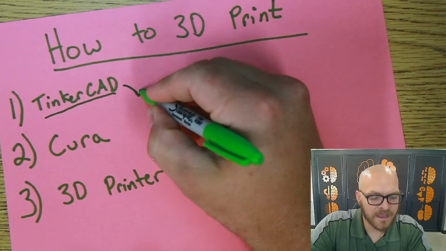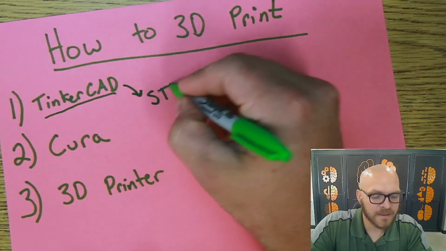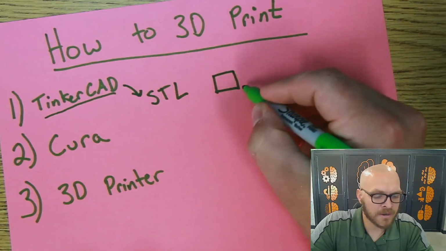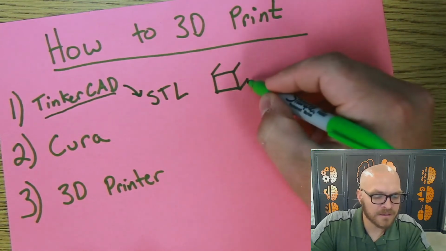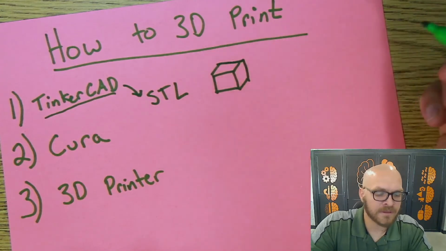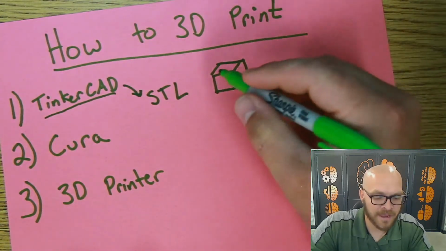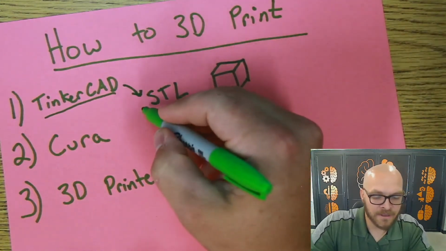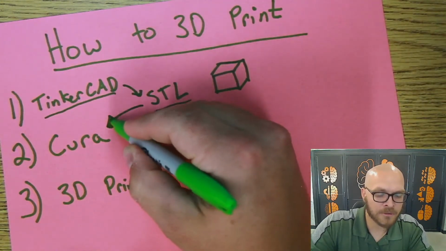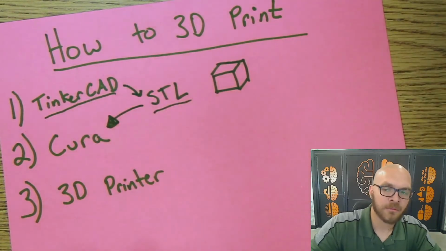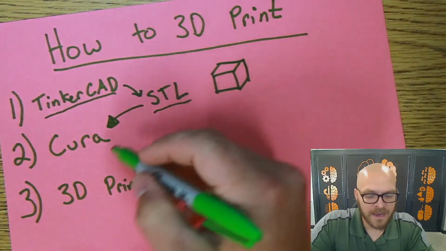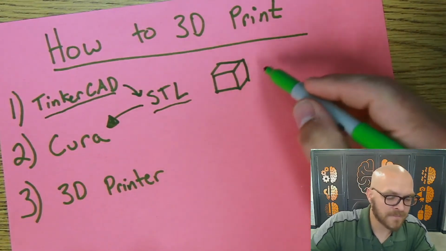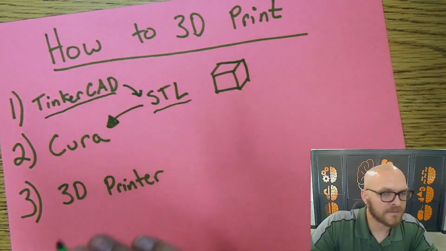export an STL file. STL files are solids, where inside of that solid, you have all the information that comes with that model. So the STL file goes into a program called Cura. Tinkercad and Cura are both free to use. And what Cura does is it slices up that solid and it makes it into layers.